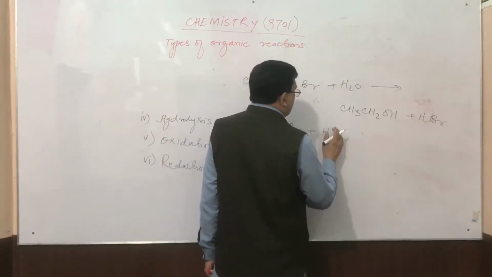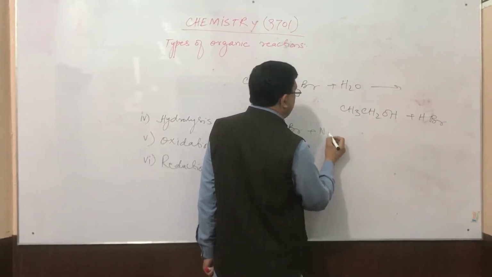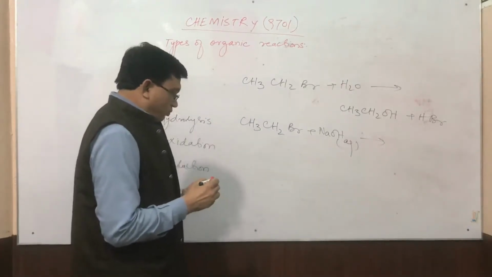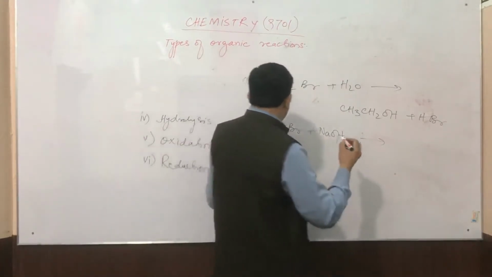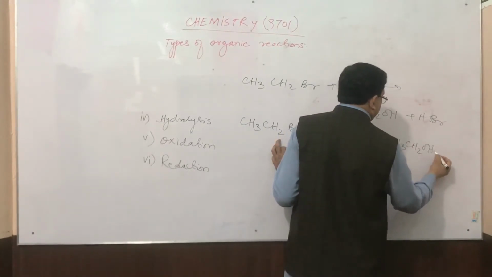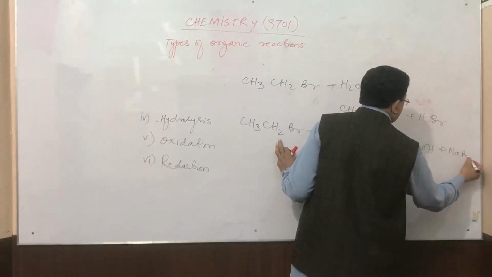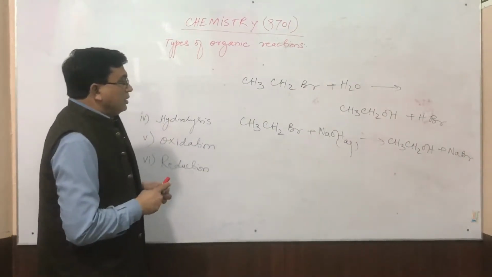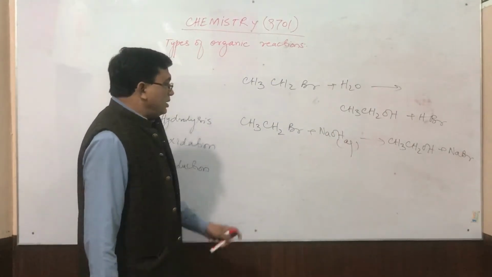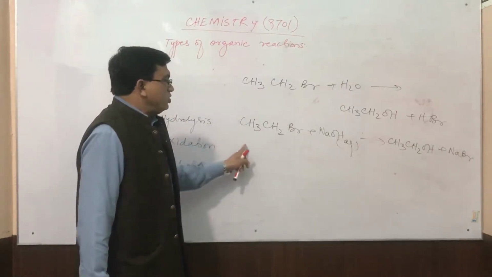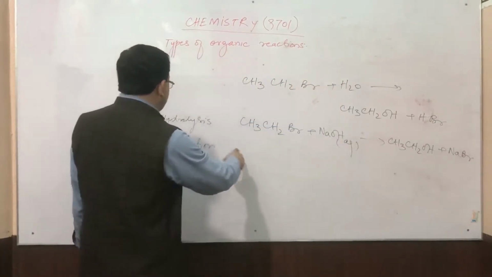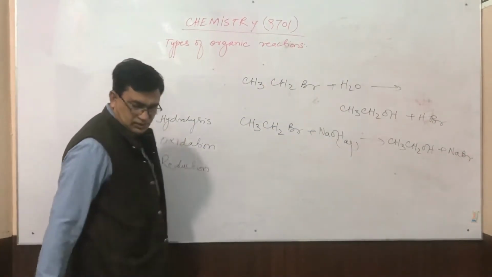If we treat this with basic hydrolysis, for example NaOH aqueous, then what type of process takes place? We get a different product, CH3CH2OH, producing NaBr. Again, due to the presence of this alkali, the hydrolysis takes place and the halogenoalkane is converted into alcohols. Now, these are the examples of hydrolysis.